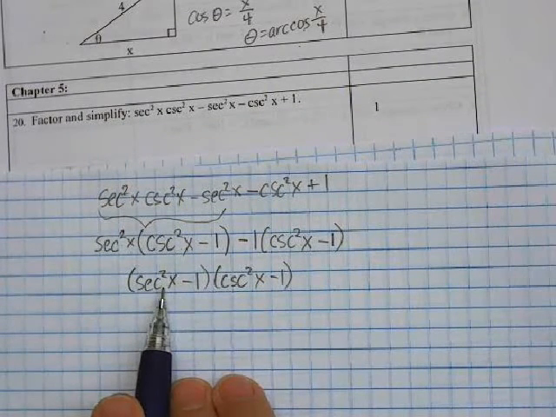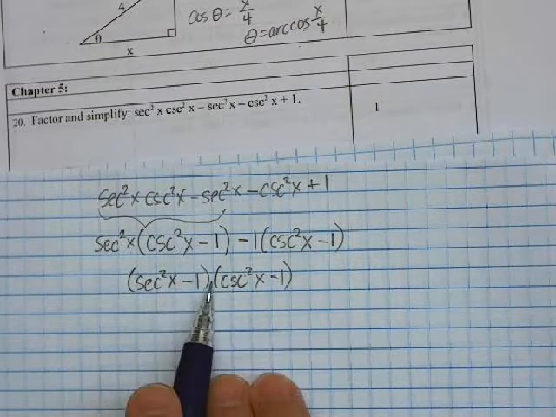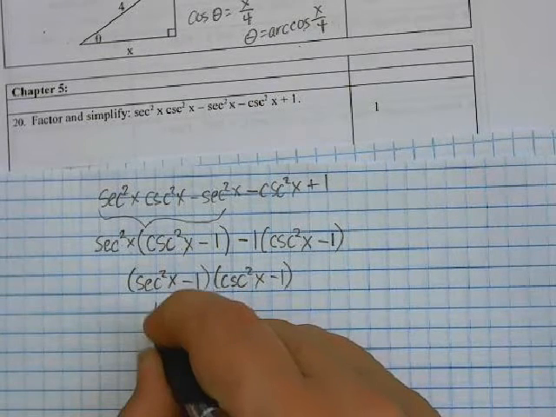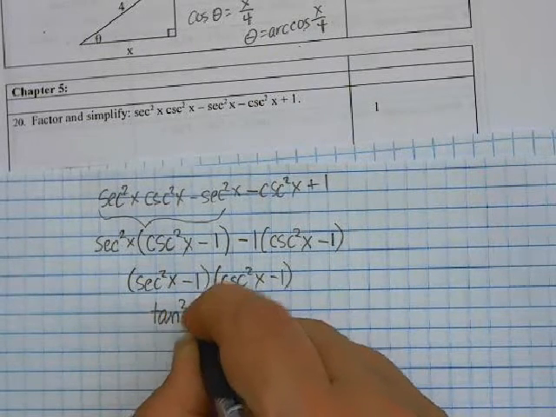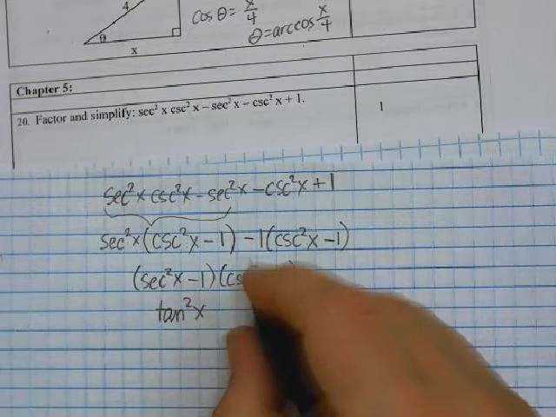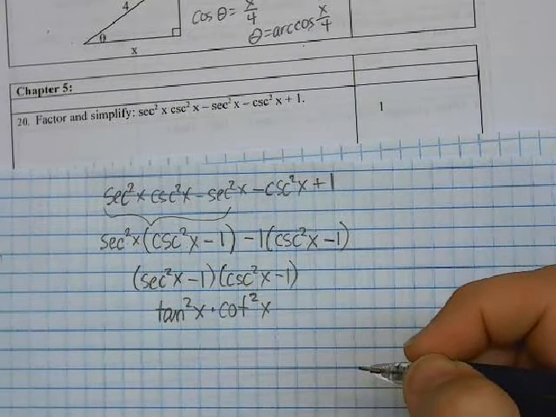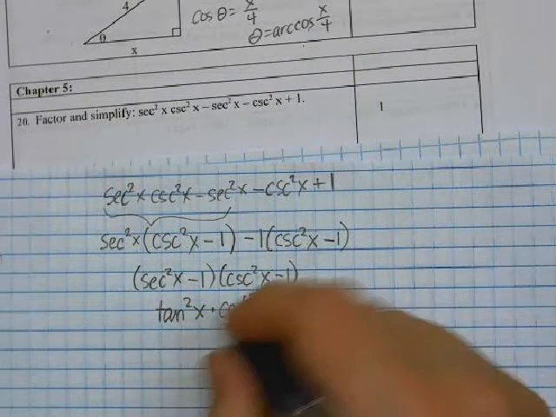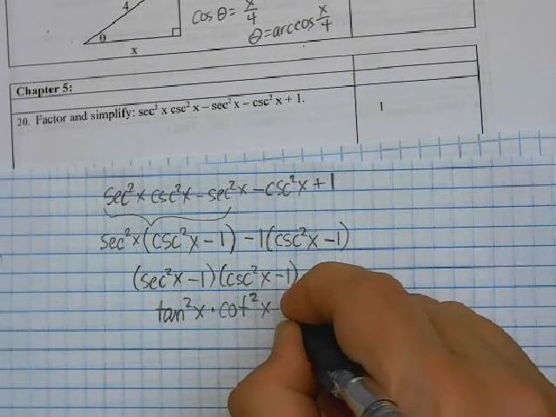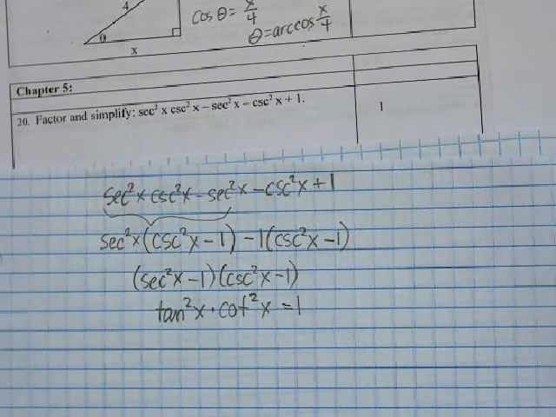So looking at your Pythagorean identities, secant squared minus 1 is tangent squared, and cosecant squared minus 1 is cotangent squared. And since these are reciprocals of each other, we get 1.